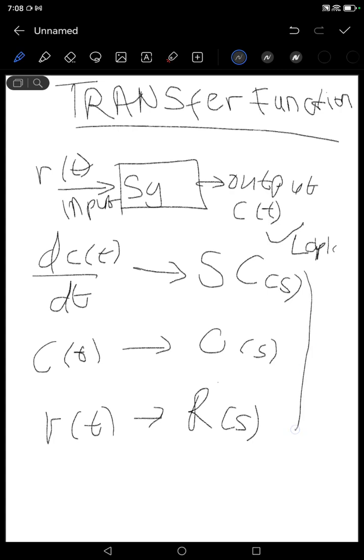So this, we call a transfer function. Okay, so this is a transfer function. And now let's do an example when we are given the linear differential equation and we have to write it here, and we have to find a transfer function. They'll give you something like this.